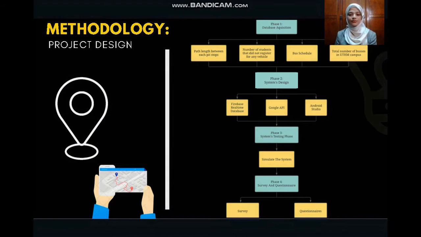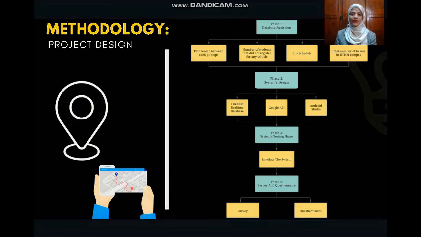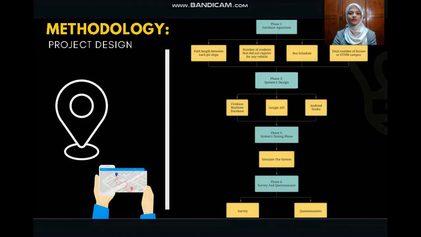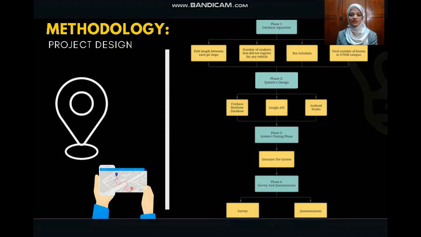Next one will be the number of students that did not register for any vehicle. So by having the unregistered students, we will know the possible number of students that will use the bus. Then the bus schedule. The bus schedule is to know the pattern of bus arrival at each pit stop. And lastly, the total number of buses in UTHM campus, so that we can record all of the available buses inside the UTHM itself.